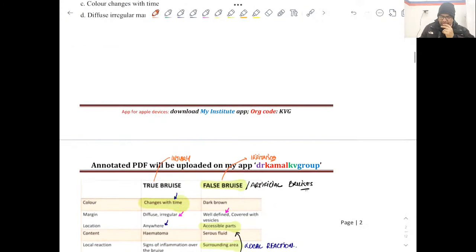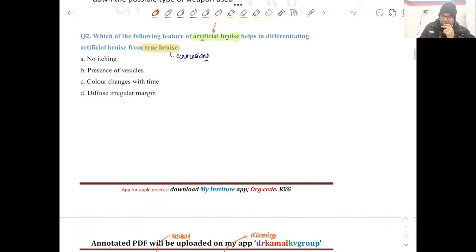Clear? So if someone asks you which of the following features of an artificial bruise helps you in differentiating artificial from true bruise, the answer would be presence of vesicles. Clear? Because in an artificial bruise, itching is present. In an artificial bruise, there is no color change with time. This is a feature of a true bruise, and an artificial bruise has well-defined margins, right? So the best answer here is presence of vesicles.